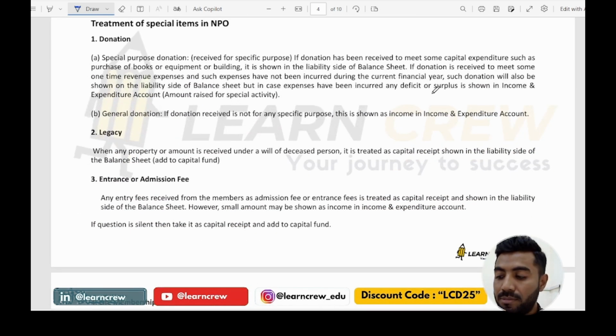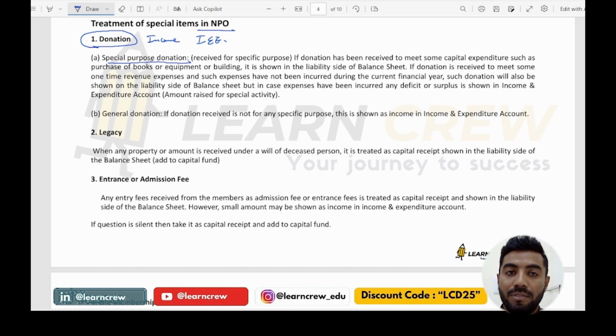Treatment of special items in NPO. Special items here, really, the donation is the main income which the NPO will be receiving. Okay, this donation is nothing but the income purpose. If it is received for any specific purpose, then that is to be taken to the capital fund. Otherwise, it will be reflected in the income and expenditure account. Okay. Special purpose donation.